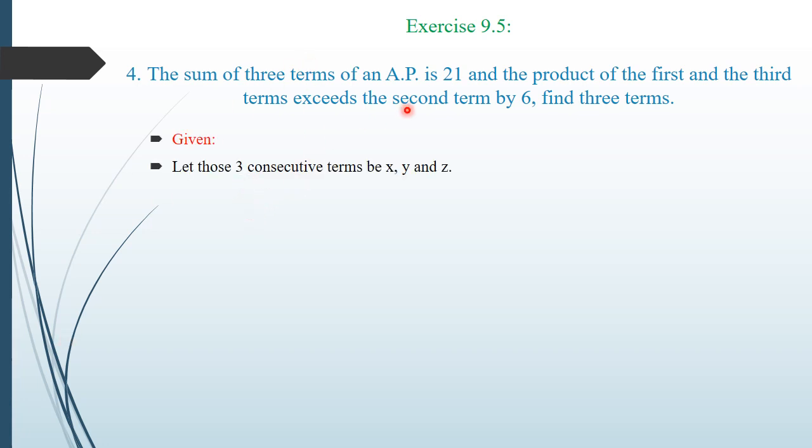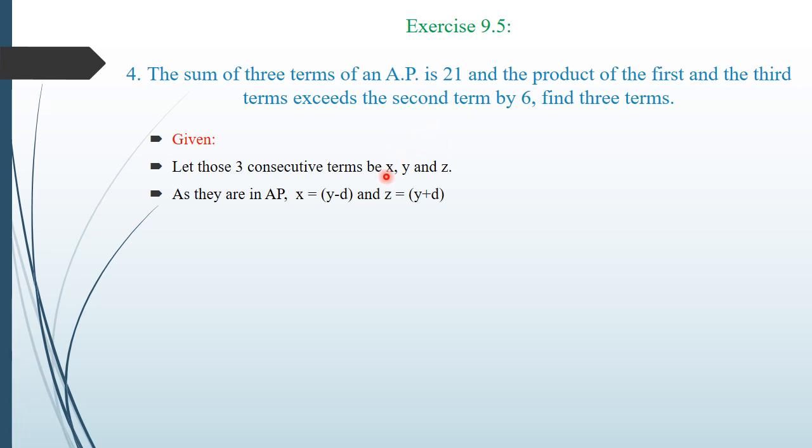The given statement says there are three consecutive terms of an AP whose sum is 21. Let those three consecutive terms be x, y and z. So remember, if three terms are in AP, then if I want to get the term which is previous to y, I need to just subtract d from that, and if I add d, I'll get the next term. So I'll keep y as my reference term, and I will consider the previous term as x and next term as z.